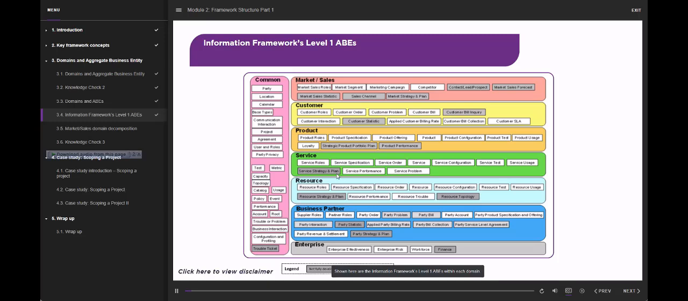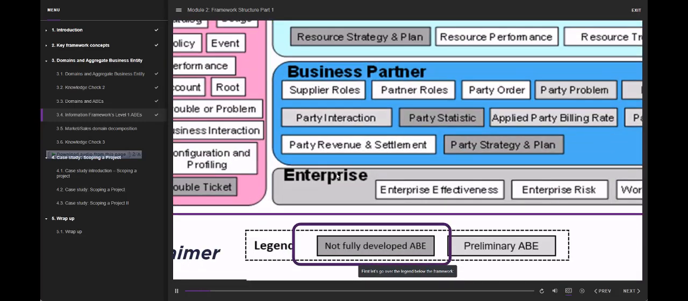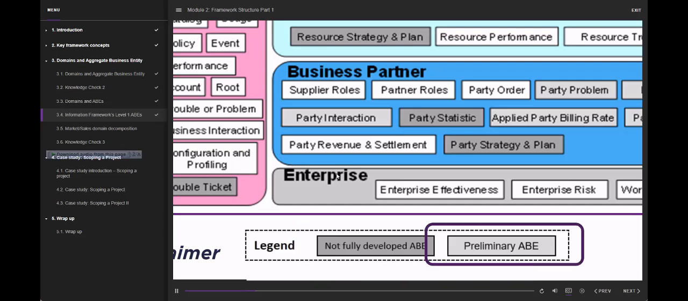Shown here are the Information Framework's Level 1 ABEs within each domain. First, let's go over the legend below the framework. Not fully developed status for an ABE or an object means that it is empty or almost empty, but it has been identified as required. Development is based on member contributions and none have yet been made for these ABEs. Preliminary status is typical work that is delivered over a series of iterations.